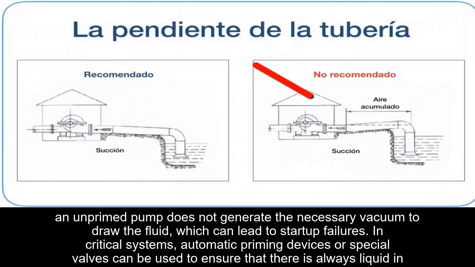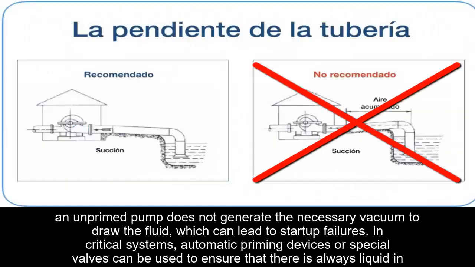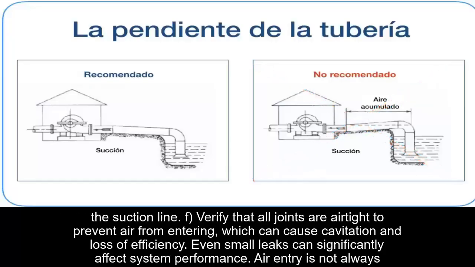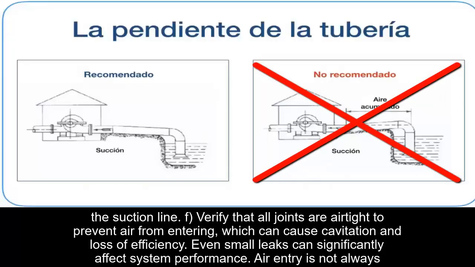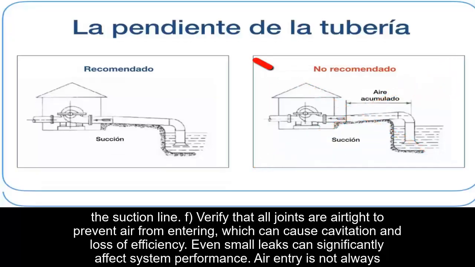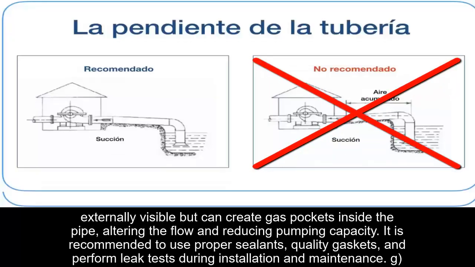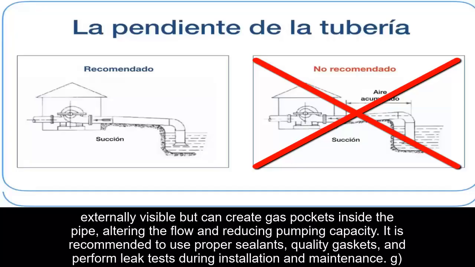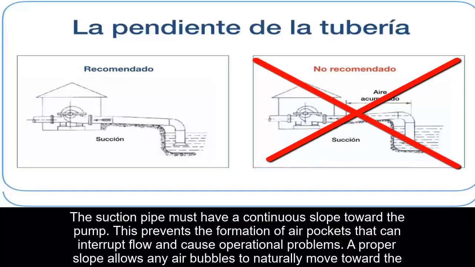In critical systems, automatic priming devices or special valves can be used to ensure that there is always liquid in the suction line. F. Verify that all joints are airtight to prevent air from entering, which can cause cavitation and loss of efficiency. Even small leaks can significantly affect system performance.